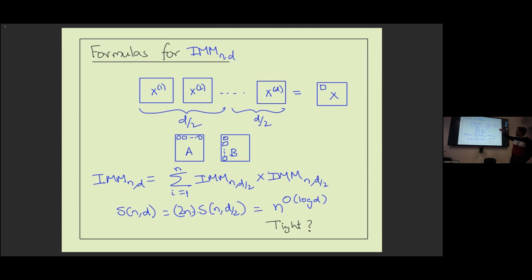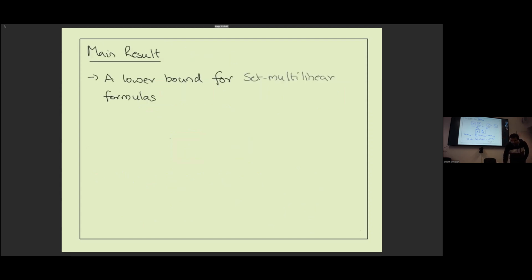Okay, so we're multiplying d n-by-n matrices together, and the best you can do is n log n. If this were not true, then some very interesting things would happen in complexity theory. And the basic rule of thumb is that nothing interesting is ever going to happen in complexity theory. So that's the setup.